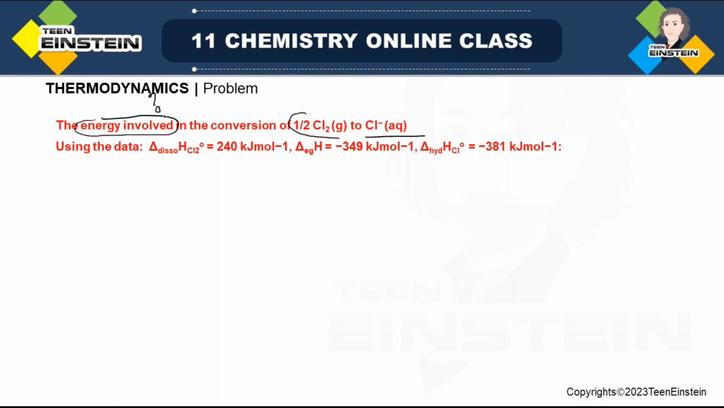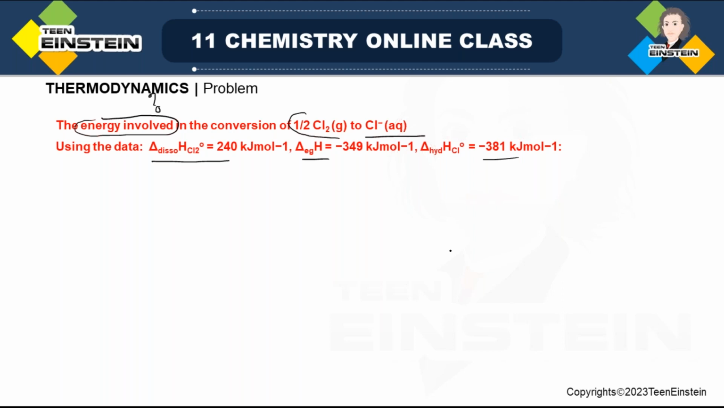Now for this calculation, the data that is given in the question is enthalpy for dissociation of chlorine molecule, 240 kilojoule per mole. Then electron gain enthalpy of chlorine, that is the enthalpy change for acceptance of one electron, is given as minus 349, because electron gain enthalpy is always negative. And we have the enthalpy change for the hydration of Cl minus from gaseous state to aqueous state, which is always exothermic, so it is negative: minus 381 kilojoule per mole. So enthalpy changes for these three processes are given.